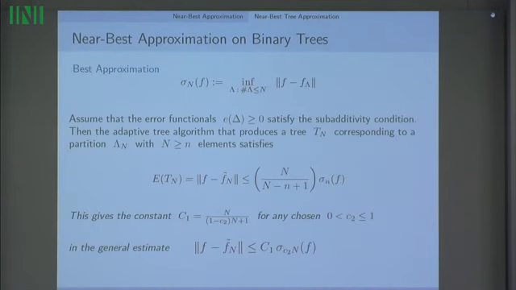Based on this, we can prove the following estimate: this algorithm using capital N elements of the partition performs as the best approximation for small n elements, with a constant, and the constant is something like this. These are very small constants, because if you take small n to be 1/2 of the capital N, this constant becomes 2. So the constants are very small and very efficient.